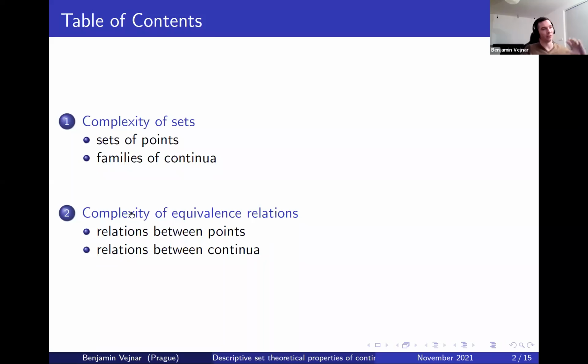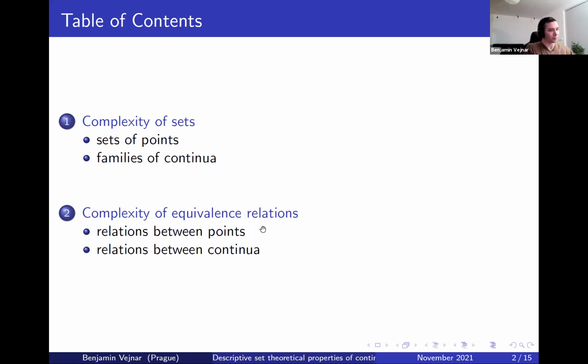And again, in the first part, we will deal with relations between points, say in compact spaces or continua. And in the second part, we deal with relations between continua, mainly actually relations given by a homeomorphism.